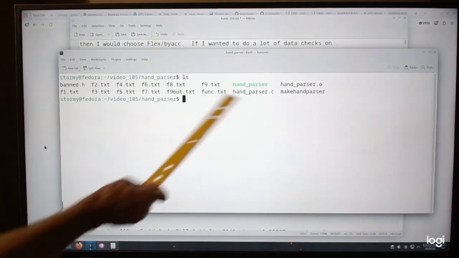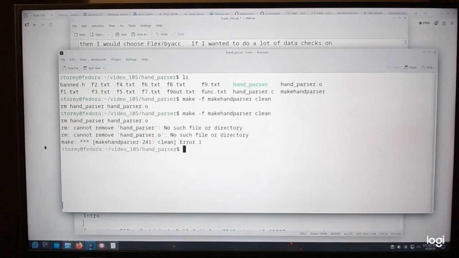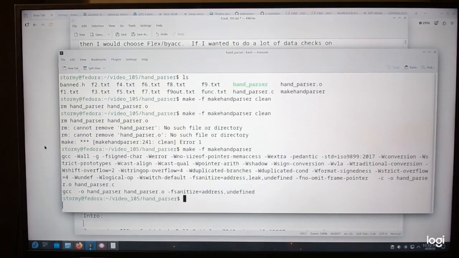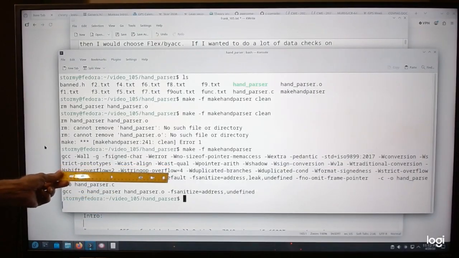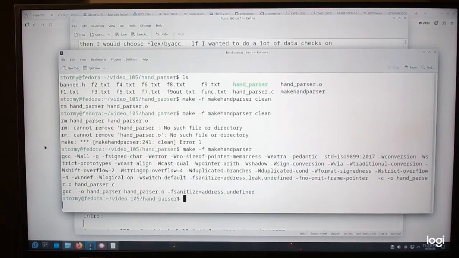I've got a makefile right there, and the hand parser, and we'll just compile that. I think it's make clean. I'm just going to clean, make sure we start clean, and make it. All right, and I just kind of want to bring this to your attention. I'm using those JPL and Airbus flags.